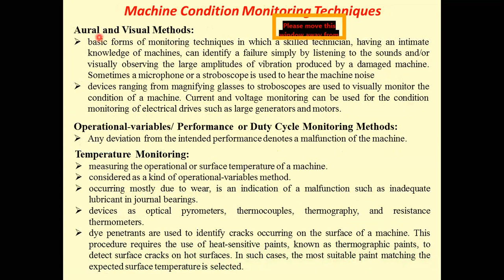These aural or visual methods are the basic forms of monitoring technique, in which a skilled technician having intimate knowledge of that machine can identify a failure. It can identify failure by simply listening to the sound, or by visually observing the large amplitude of vibration that is produced by a damaged machine.